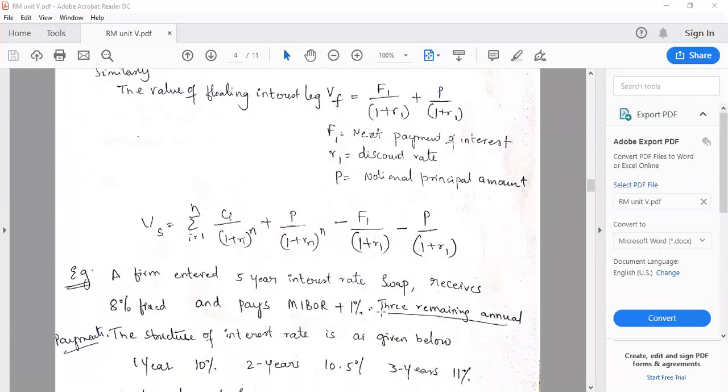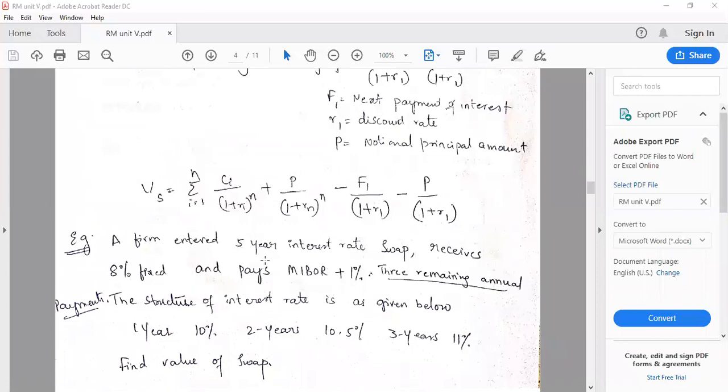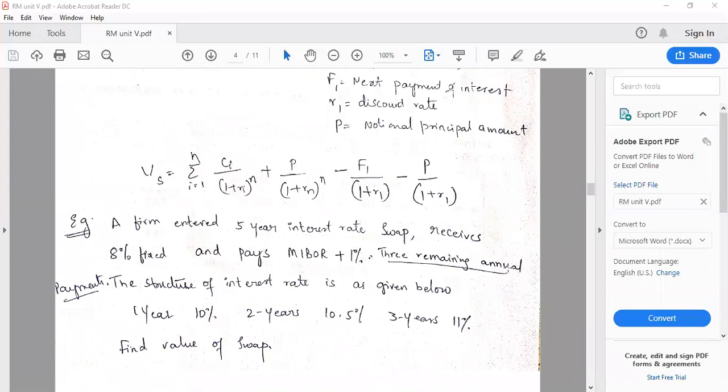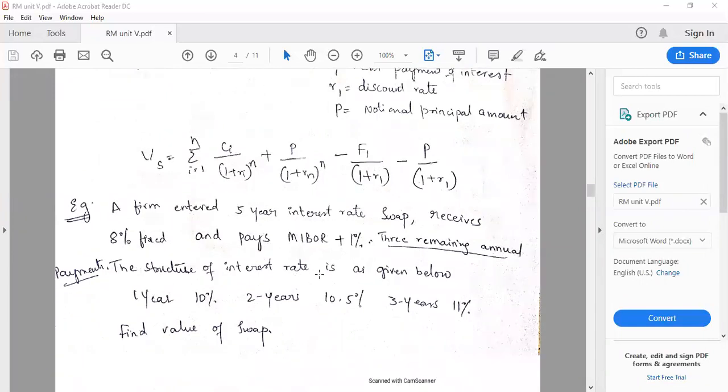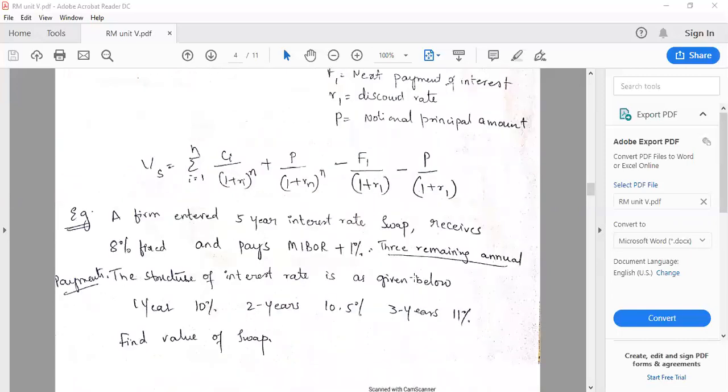I gave you an example also here. A firm entered a 5-year interest rate swap, receives 8% fixed and pays MIBOR, plus 1%, with 3 remaining annual payments. MIBOR and LIBOR are the standard values that we follow for interest rates. The structure of interest rates is given as below: for 1 year it is 10%, 2 years 10.5%, and 3 years 11%.